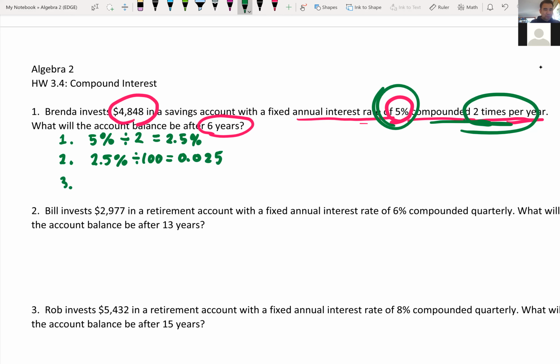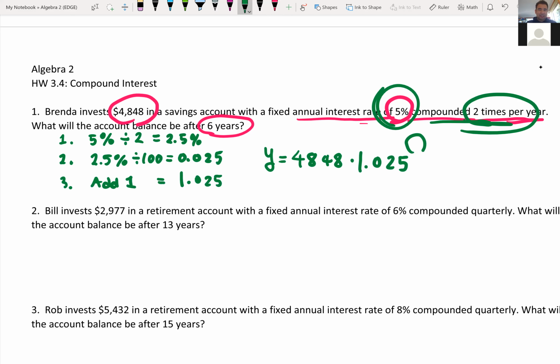Number 3, what do we need to do? We need to add 1 to it. Okay, so it's 1.025. That is the interest rate. So let's formulate the equation. Y equals initial value 4,848. It's a funny number there. Times interest rate is 1.025. And the time, what do we need to do?